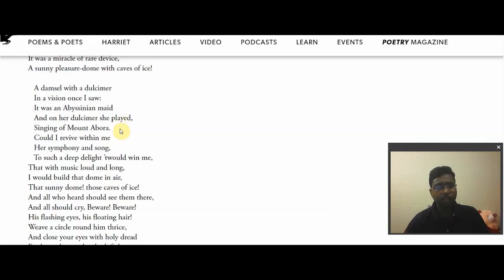Now, for the first time, the poet or the poetic persona concentrates his focus upon himself. That is the persona himself. He wants to revive within him the symphony and the song of that dulcimer. "To such a deep delight it would win me."